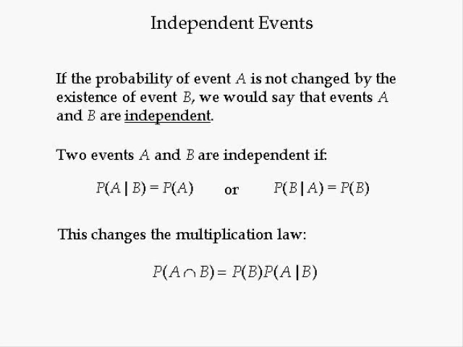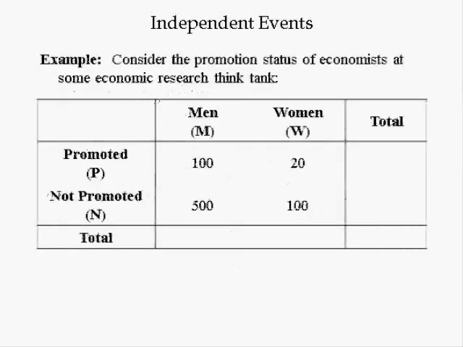The multiplication law says the probability of A and B is equal to the probability of B times the probability of A given B. However, since A and B are independent, the probability of A given B equals the probability of A. So the multiplication law for independent events says the probability of A and B is equal to the probability of B times the probability of A, which was one of the very first things we talked about in this chapter.